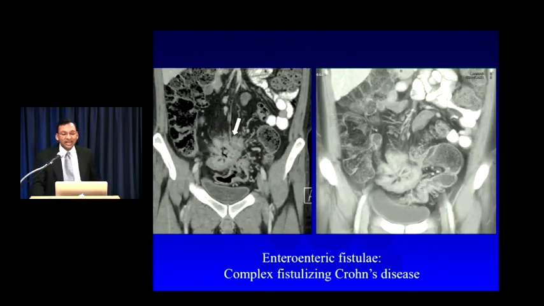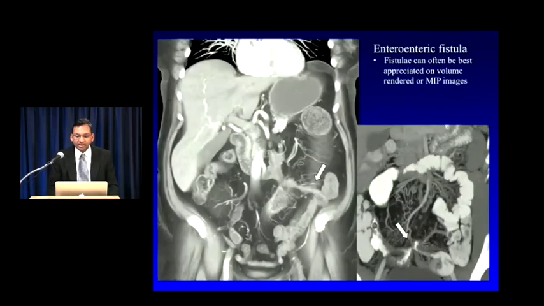Here's another example. Again, I don't see the fistula, but there's a huge phlegmonous collection at the center of several small bowel loops. There's ectopic gas. This patient, even if I don't see the fistulous tract, almost certainly has complex fistulizing disease.